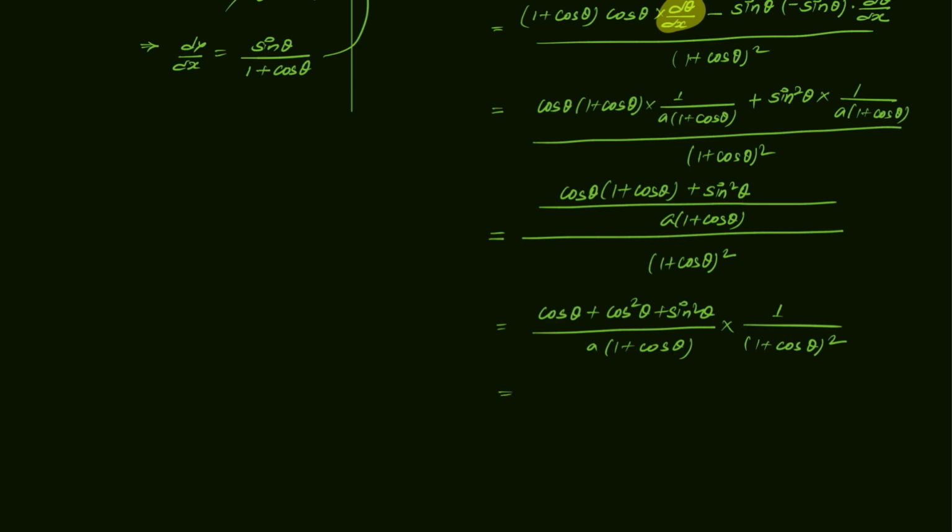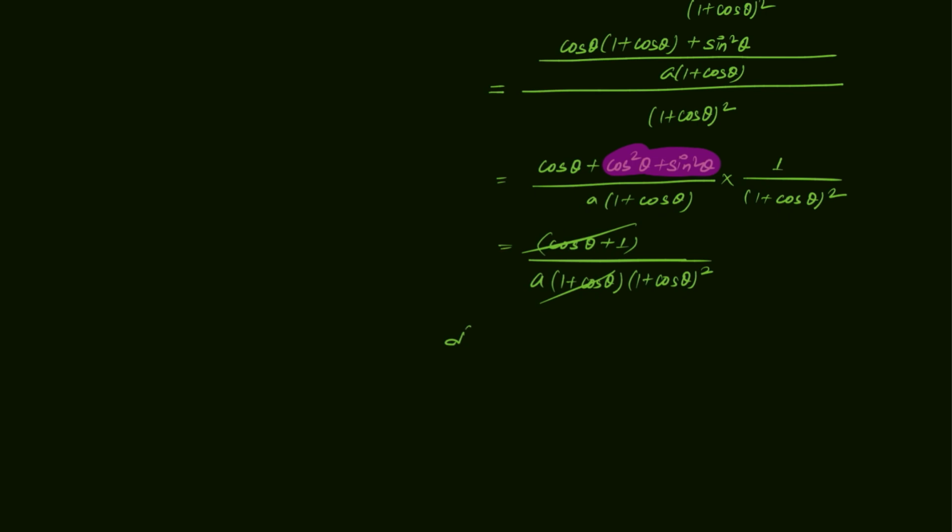So here if you notice, cos square theta plus sin square theta is 1. So here we can write cos theta plus 1 in the numerator, and in the denominator we have a into (1 plus cos theta) into (1 plus cos theta) whole square. So we can cancel 1 plus cos theta with 1 plus cos theta, hence I will get the value of d2y by dx2 as 1 by a into (1 plus cos theta) whole square.